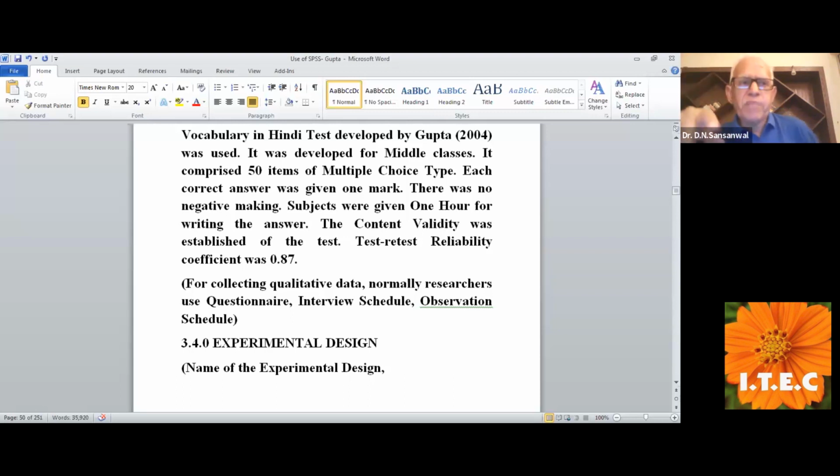The true experimental designs cannot be used. I repeat, the true experimental designs cannot be used in social sciences and humanities. These are best suited to the pure sciences. So please remember, this is very important. So in humanities, you have to use the quasi-experimental design.